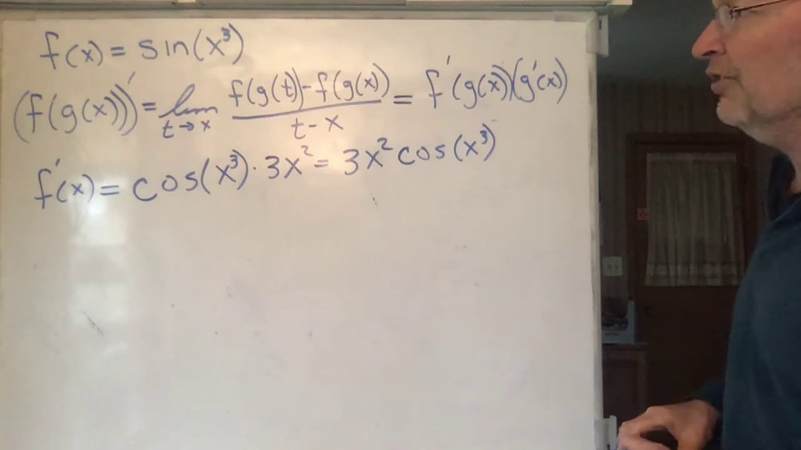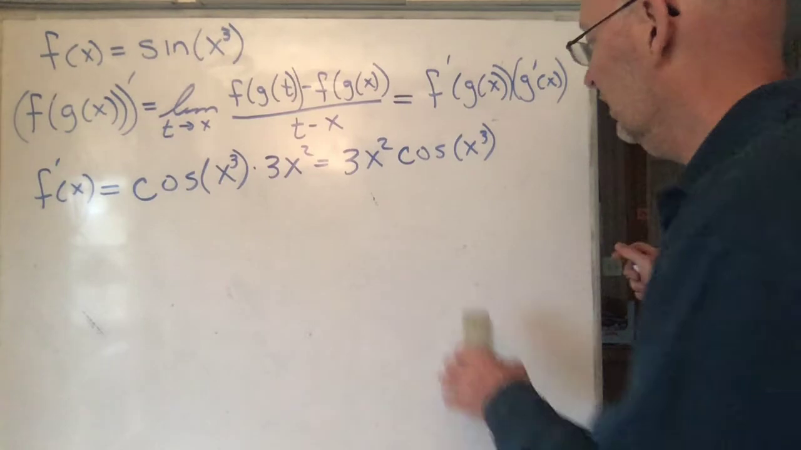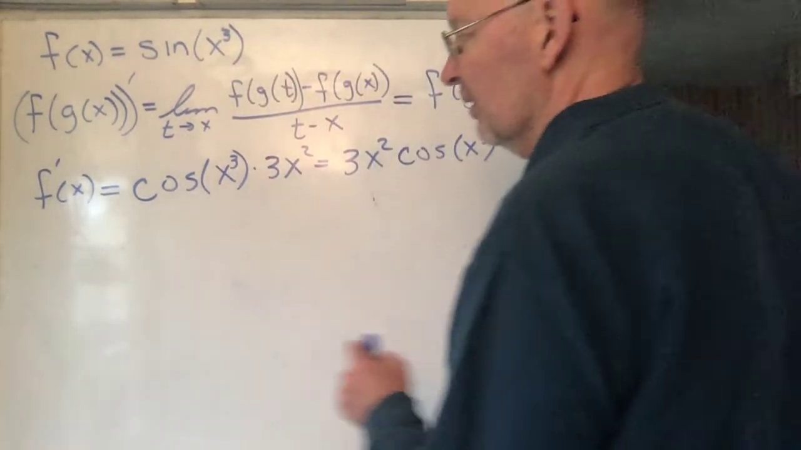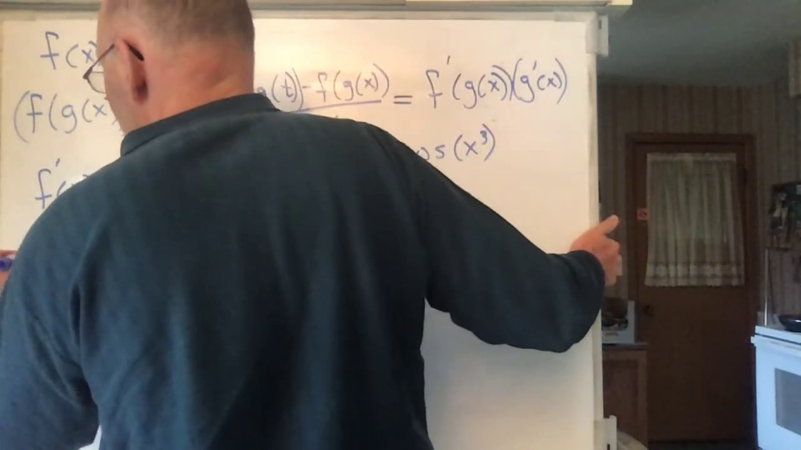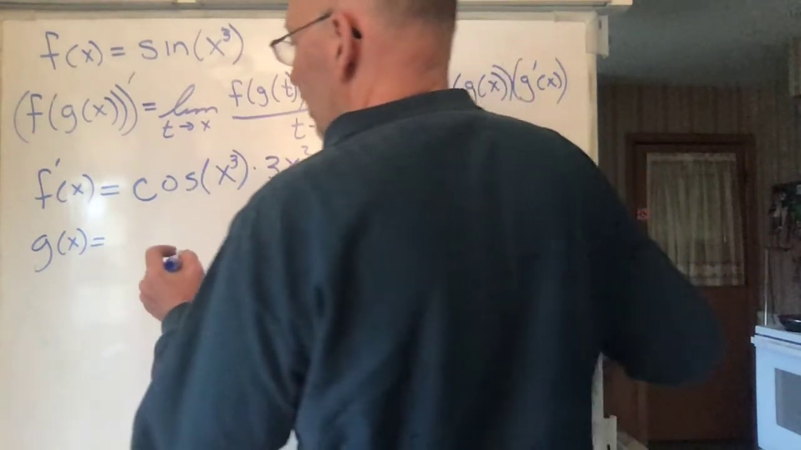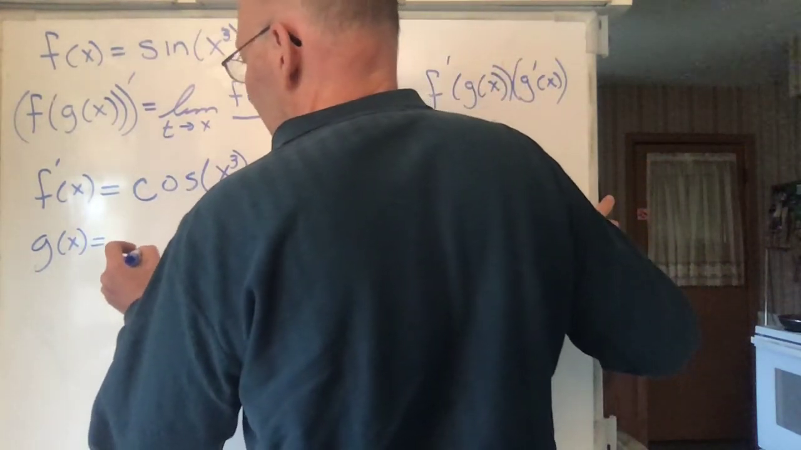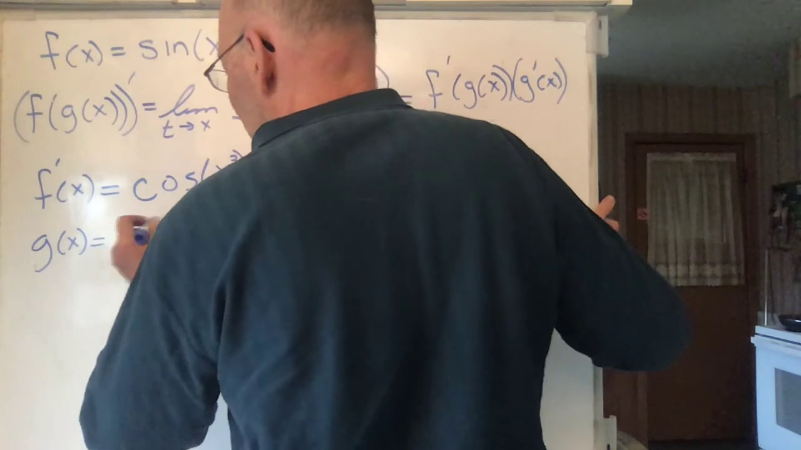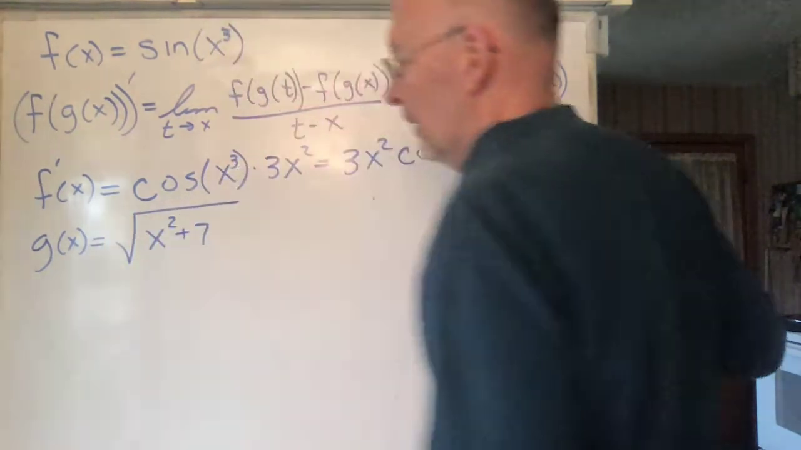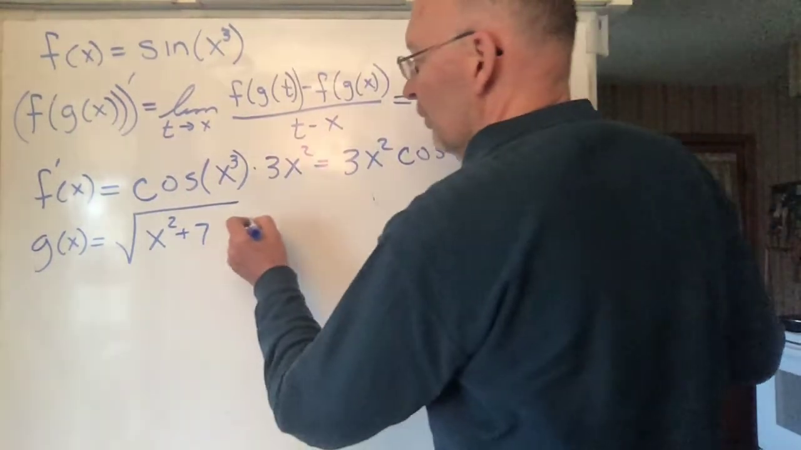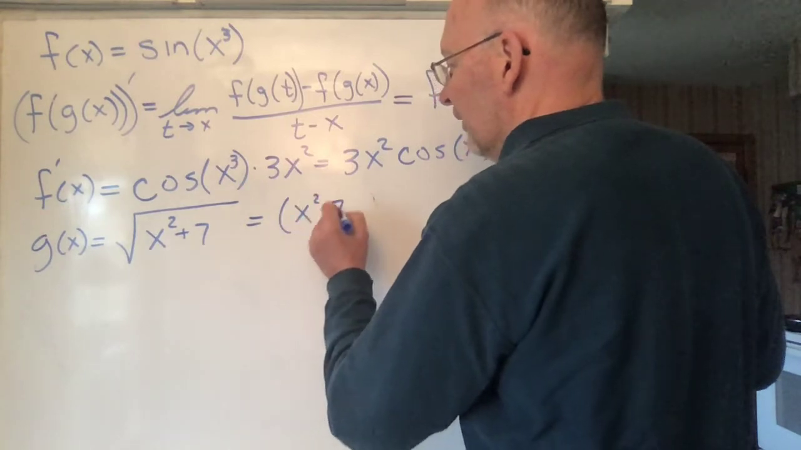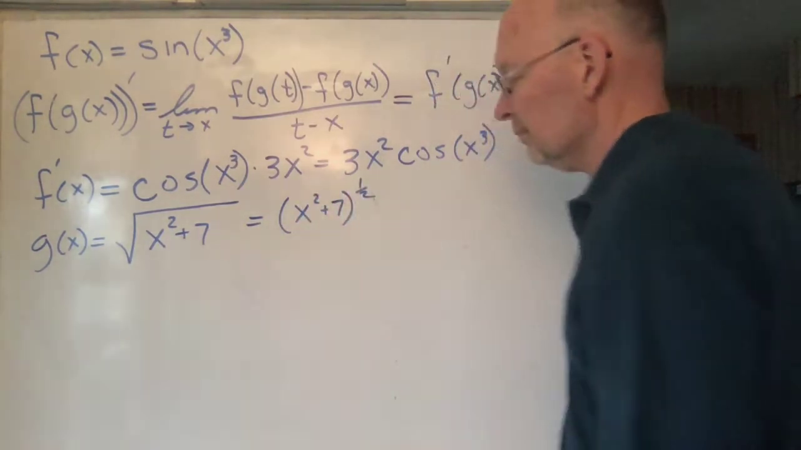So we'll do a bunch of those just to make sure you have them solid, because it's one of the ones that just takes a little getting used to. Let's try, we'll just put them right underneath each other. Here's g of x, let's call it. Let's let it be the square root of x squared plus 7. Okay, so one way of writing that is x squared plus 7 all to the 1/2 power.